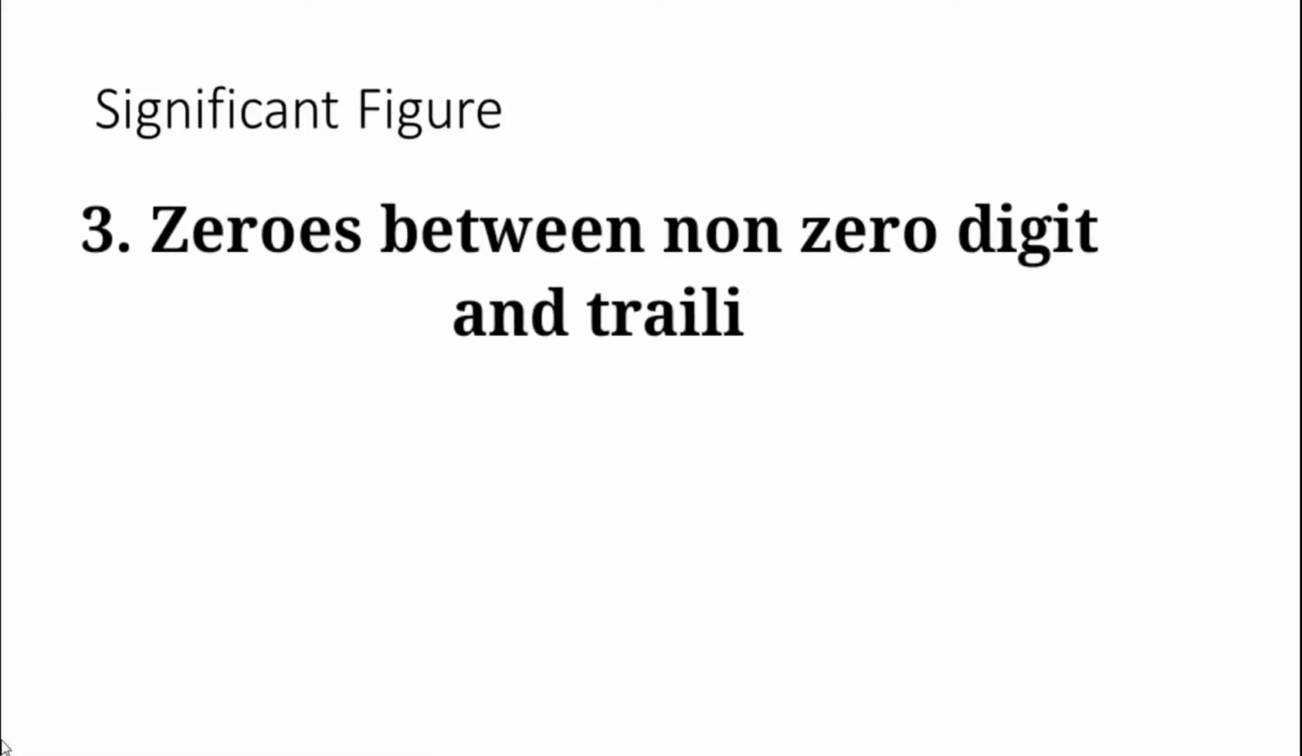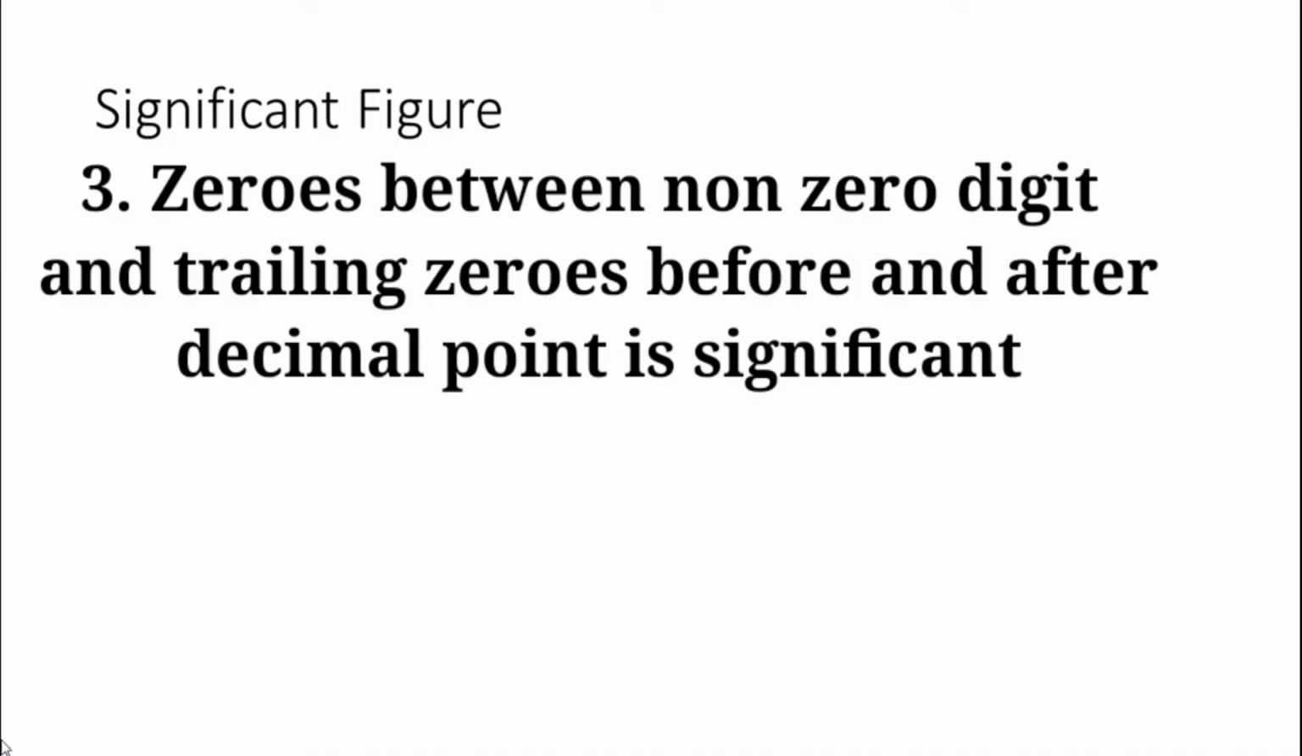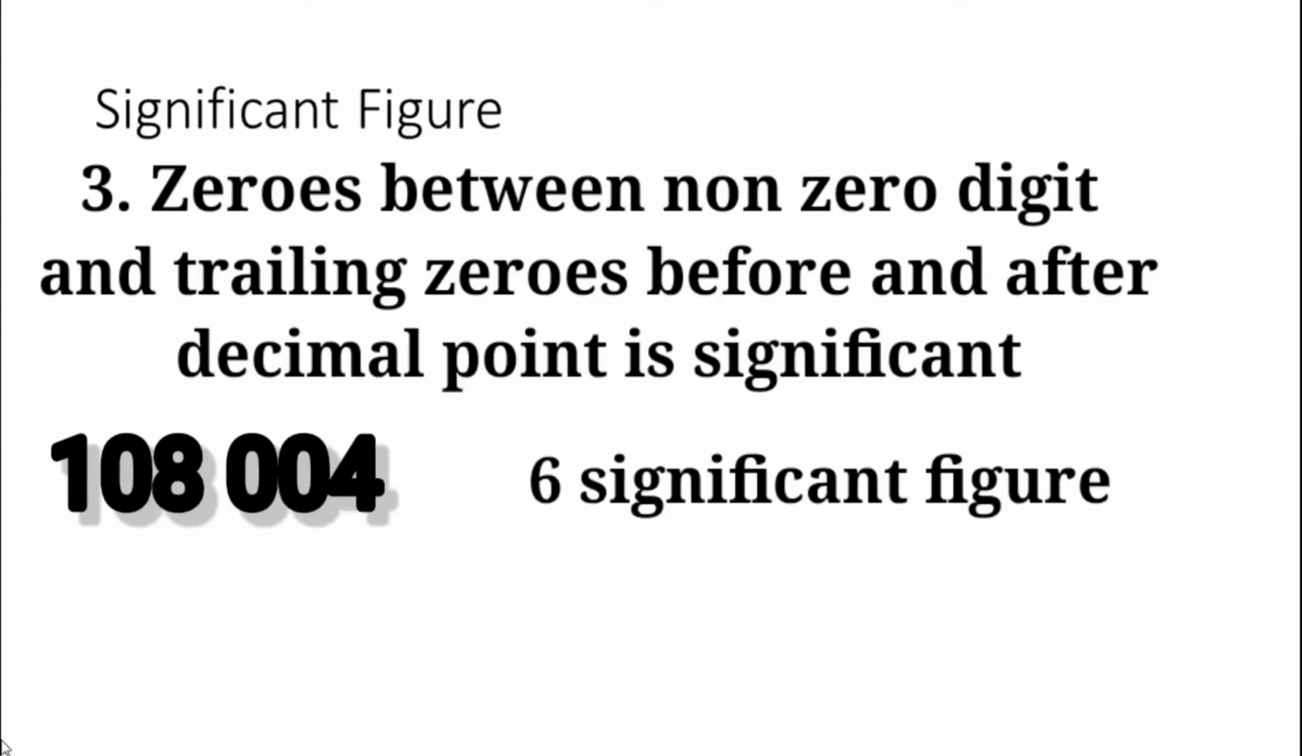The third rule is zeros between non-zero digits, and trailing zeros before and after the decimal point, are significant. The number 108004 has 6 significant figure. The zero is sandwiched between non-zero digits, so the zero is significant.